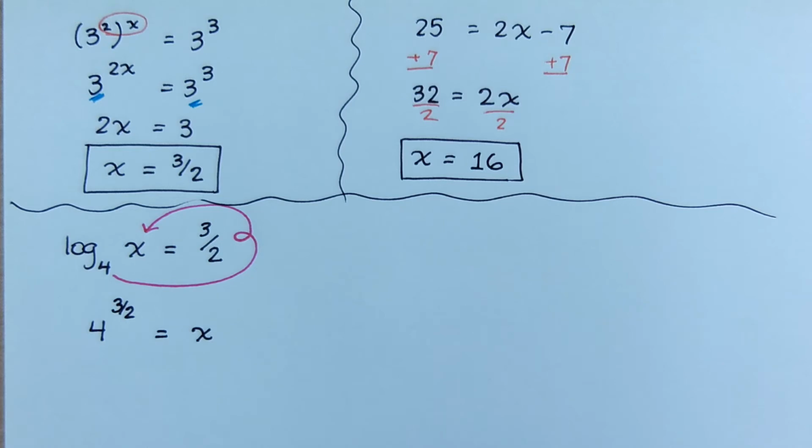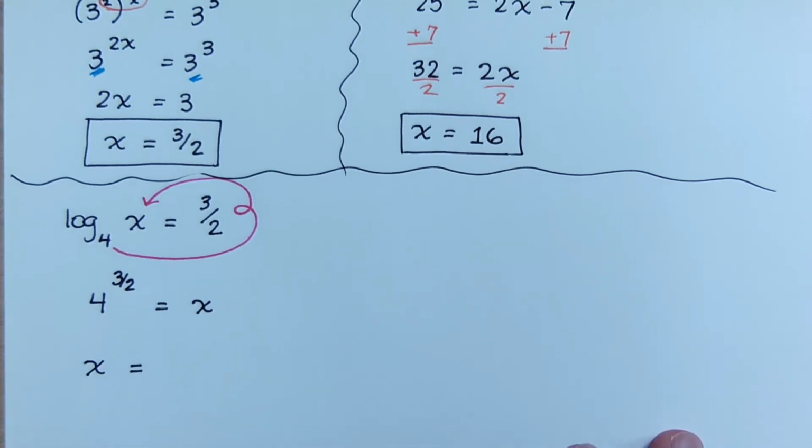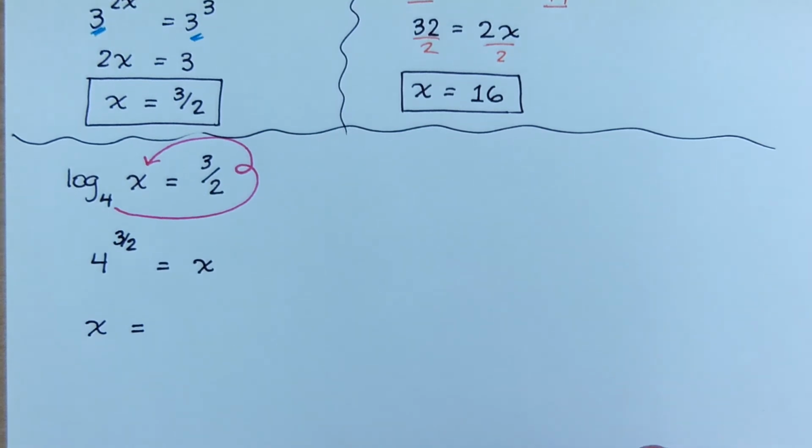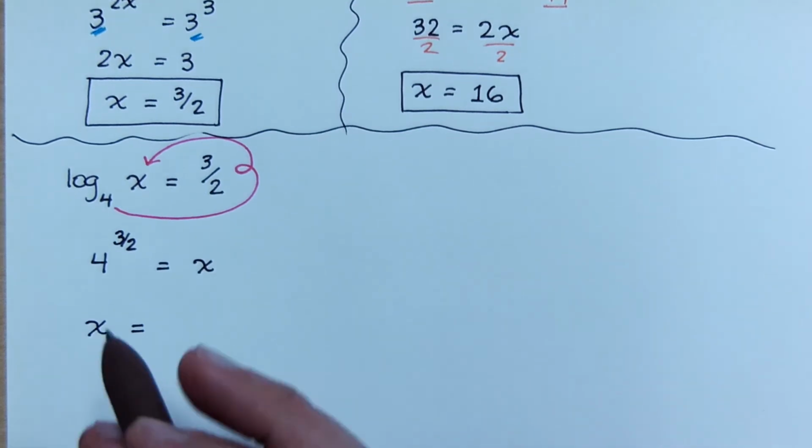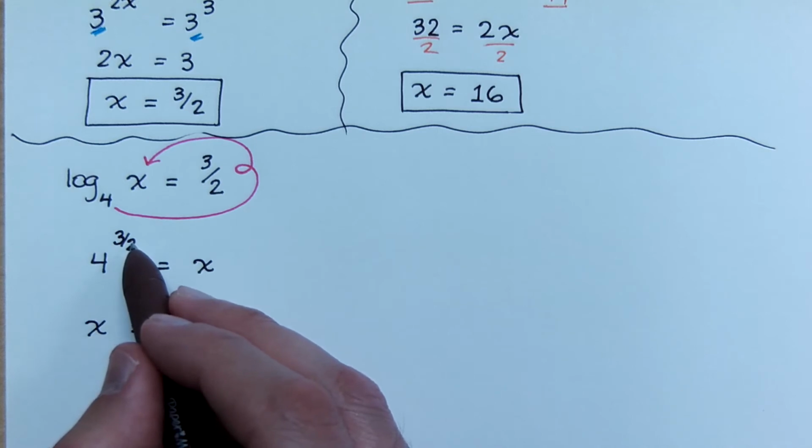Now, can you just box this and say, I'm done? No. Why not? You have an exponent. Well, you just need to evaluate that, right? So what does that mean? What does it mean to be 4 to the 3/2 power? How do I rewrite that? 4 to the 3rd, I have no idea. What does it mean when you have a power that's a fraction?